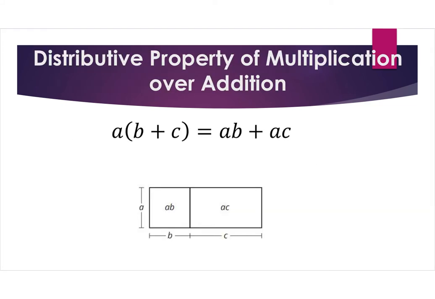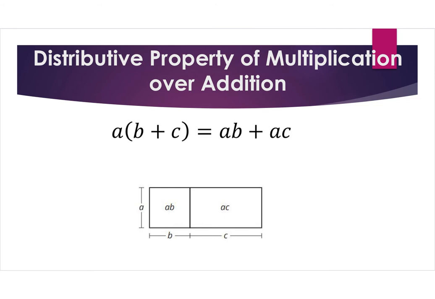That leads us to distributive property of multiplication over addition. So we have A times the quantity B plus C equals AB plus AC. Now I want to explain what that means. First of all, A, B, and C represent a number, any number.